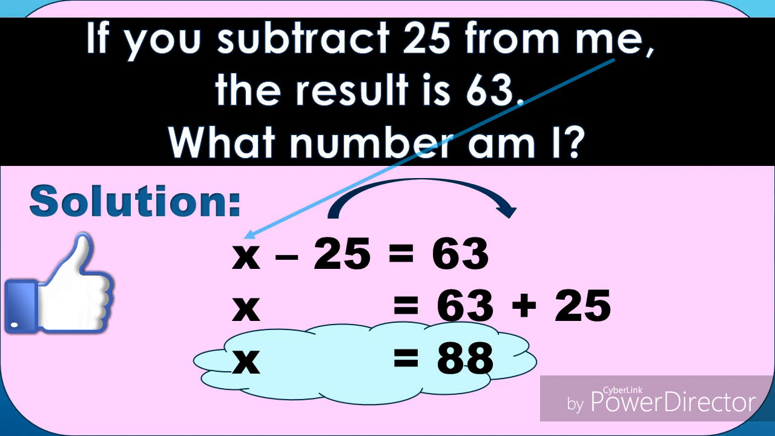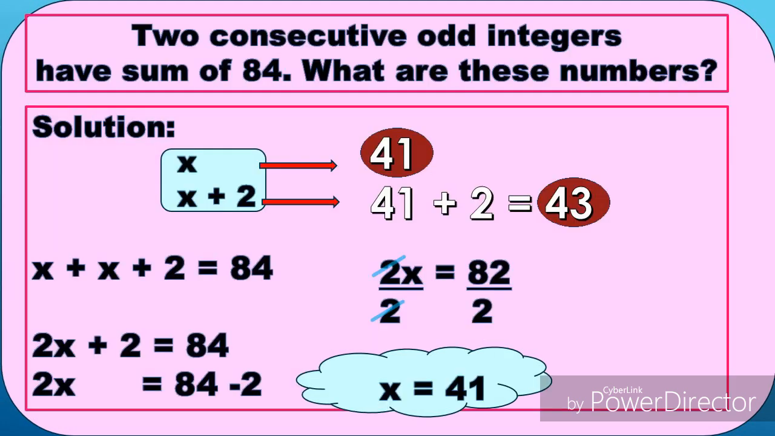Then, now we have x is equal to 63 plus 25. So, 63 plus 25 equals 88. So, ang sagot ay 88. So, if that is 88, 88 minus 25 equals 63. Okay, next problem. Two consecutive odd integers have sum of 84.